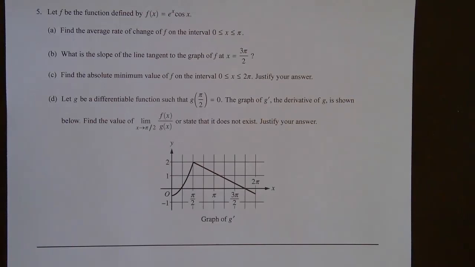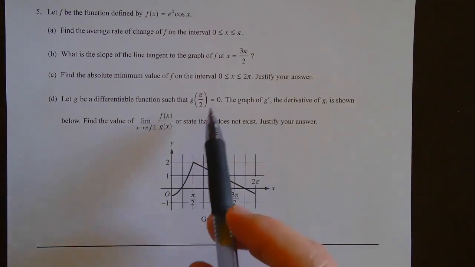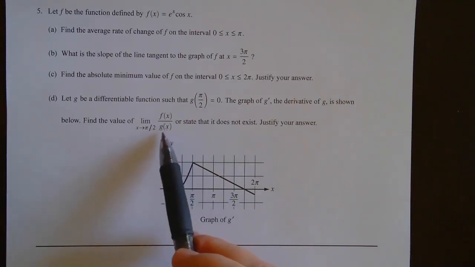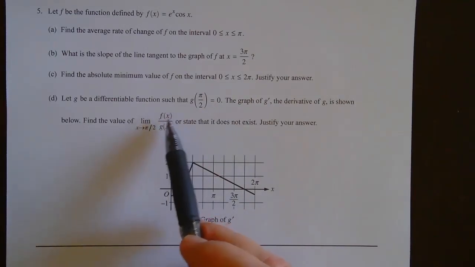If we take the limit as x approaches pi over 2, you want to see what happens if we try direct substitution, right? What happens when we put f of pi over 2 over g of pi over 2? Well, we know g of pi over 2 is 0, so this is going to make the denominator 0. But how about f of pi over 2?